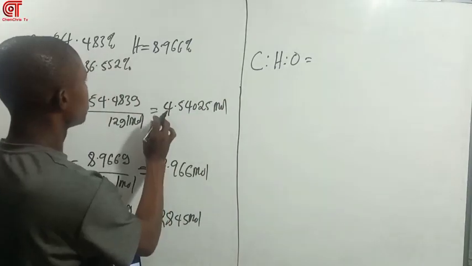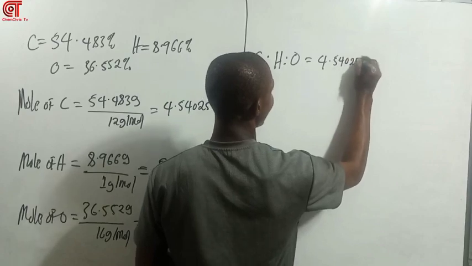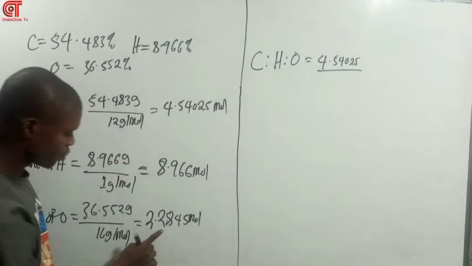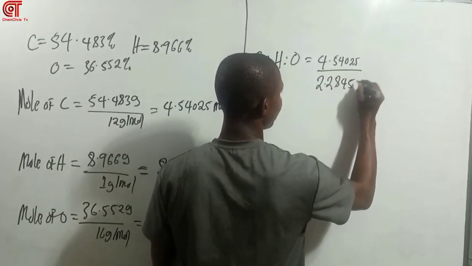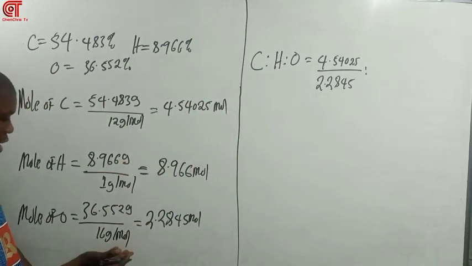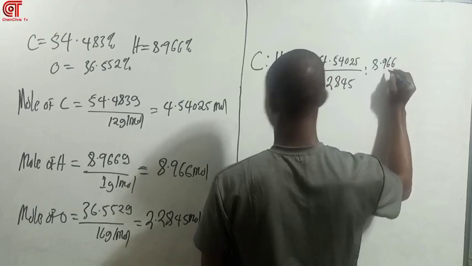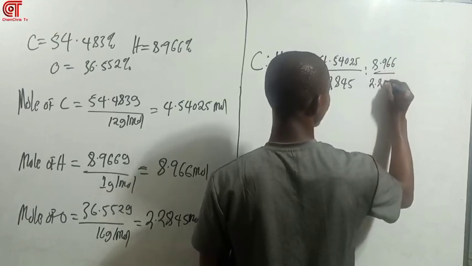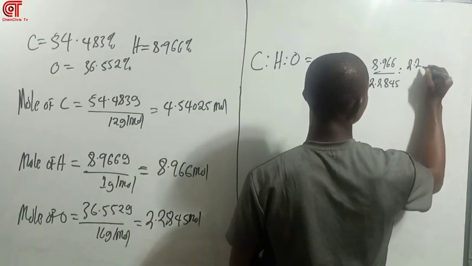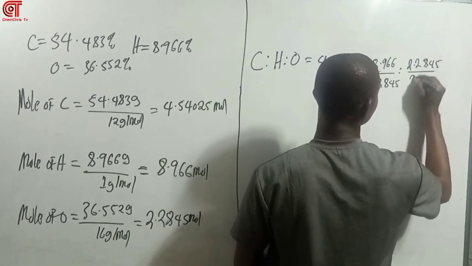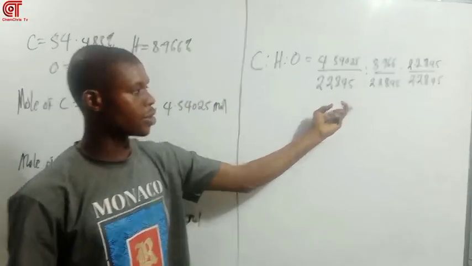So you have 4.54025 over 2.2845 ratio, right? Remember there is mole. Let's ignore the mole. So you have 8.966 over 2.2845 ratio. Here we have 2.2845 over 2.2845. So now remember, I need you to be careful when you are doing this stuff here.